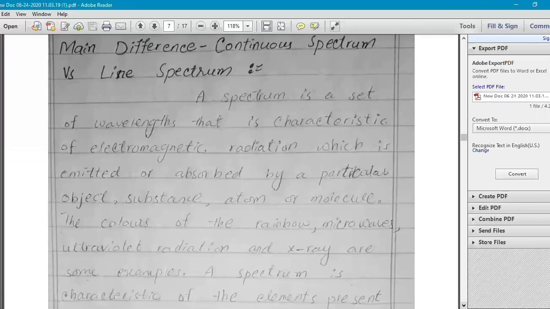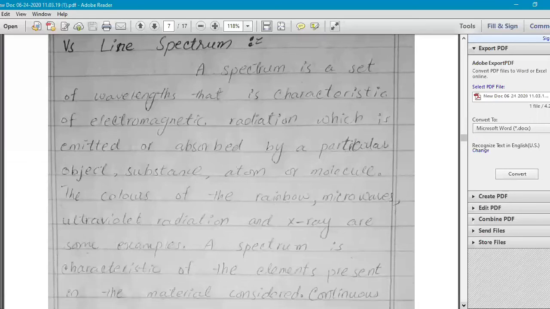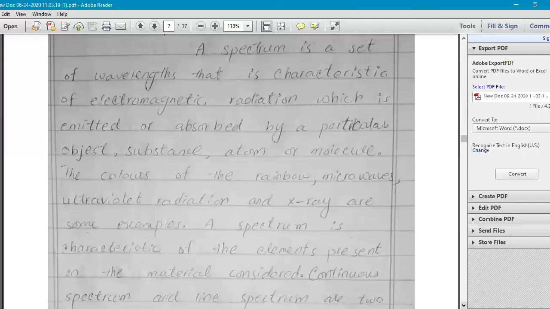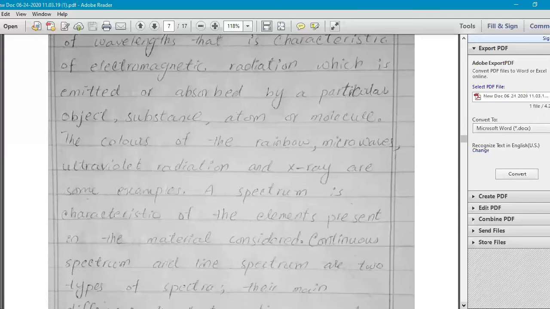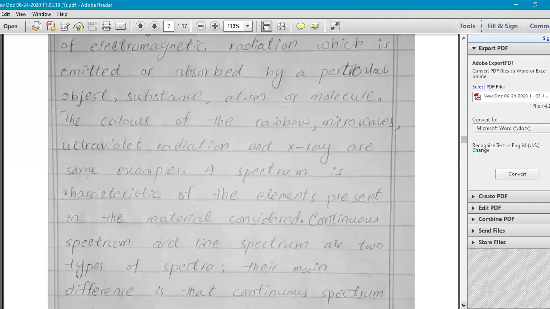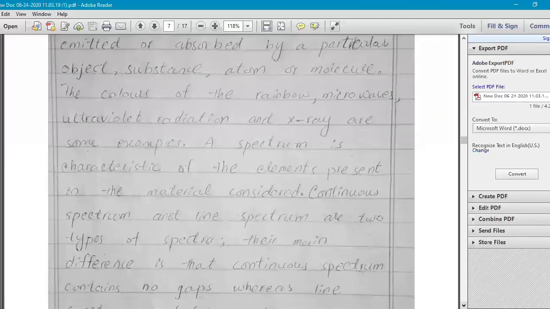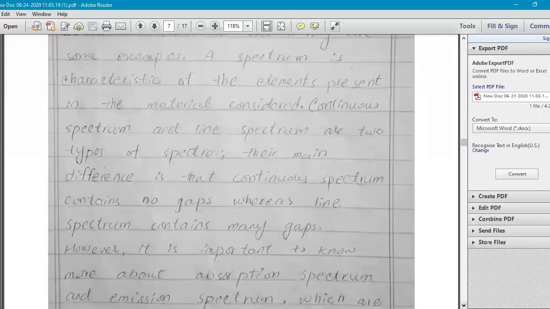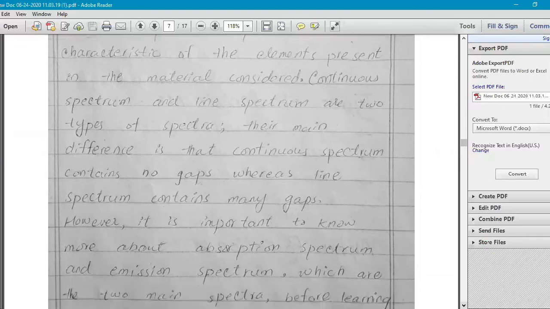A spectrum is a set of wavelengths that is characteristic of electromagnetic radiation, which is emitted or absorbed by a particular substance. Colors of the rainbow, microwaves, ultraviolet radiation, and X-rays are some examples. A spectrum is characteristic of the element present in the material considered. Continuous spectrum and line spectrum are two types of spectra. Their main difference is that a continuous spectrum contains no gaps, whereas a line spectrum contains many gaps.